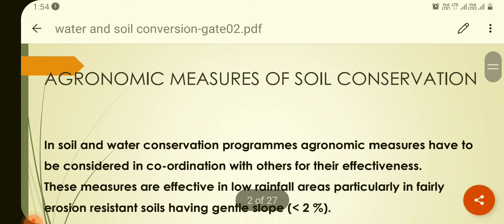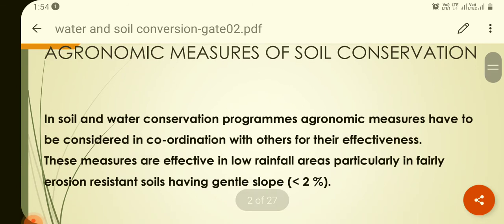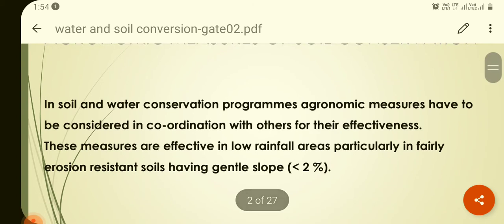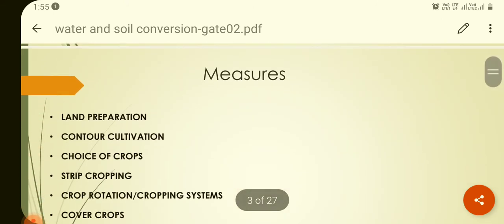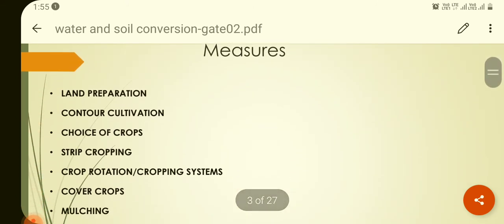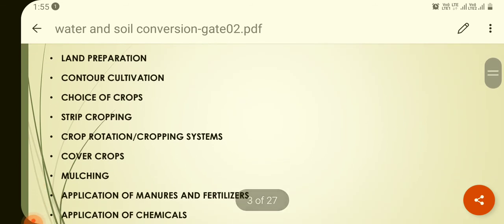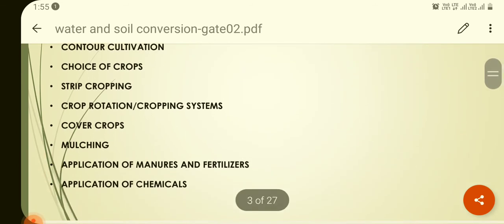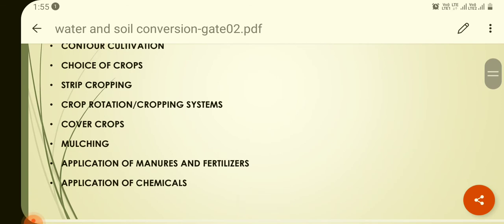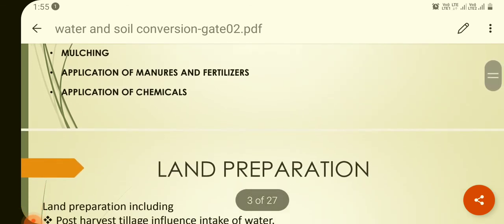So agronomic measures for soil and water conservation: in the soil and water conservation program, agronomic measures have been considered in coordination with the others for their effectiveness. The measures are effective in low rainfall areas, particularly in fairly erosion resistant soils having the general slope of 2%. Different agronomical measures are land preparation, contour cultivation, choice of crops, strip cropping, crop rotation, cover crops, mulching, application of manures and fertilizers, and application of chemicals.